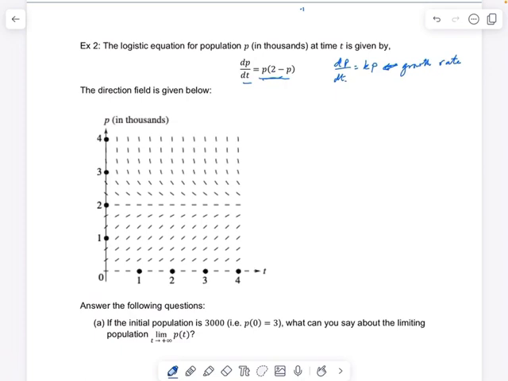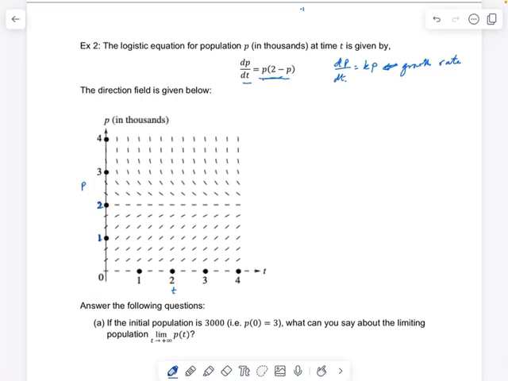So it says the direction field is given below. So this is the direction field. Now these 1, 2, 3, 4 are the values of the t variable and the P. But remember, the values of P are in thousands. The 1 means 1,000, 2 means 2,000, 3 means 3,000, and so on. Answer the following questions.